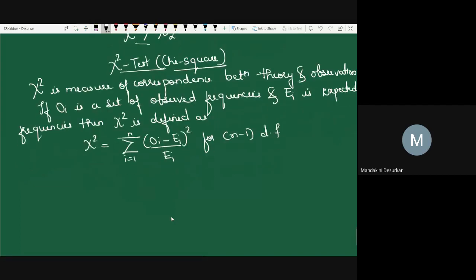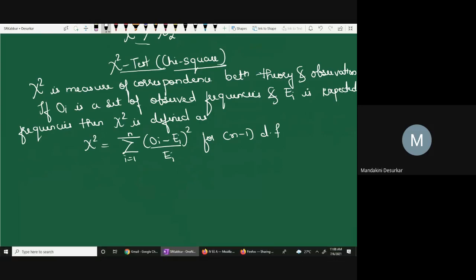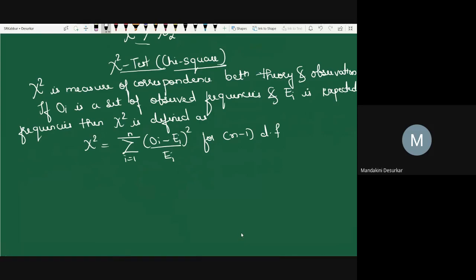Now, as I said, the chi-square test is a test of goodness of fit. Why do I say it is a goodness of fit? Because it enables us to fit a proper theoretical distribution, such as binomial, Poisson's, normal, etc., to the distribution which is obtained from your sample data. So, the chi-square test as a test of goodness of fit.